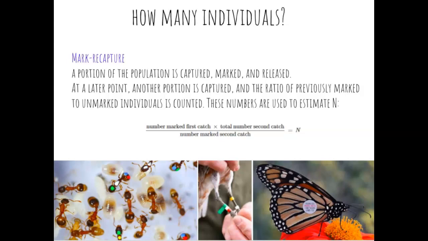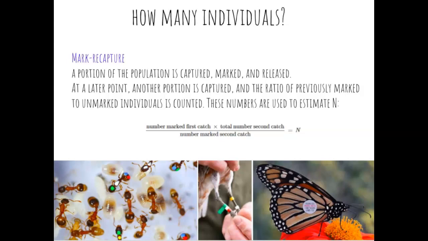And then those numbers are used to estimate N, or your population size, using a very simple equation, which is that the number of marked first catch individuals times the total number of second catch divided by the number of marked second catch. And that equation will give you your population size. When scientists are marking different animals, they have different methods for doing this.